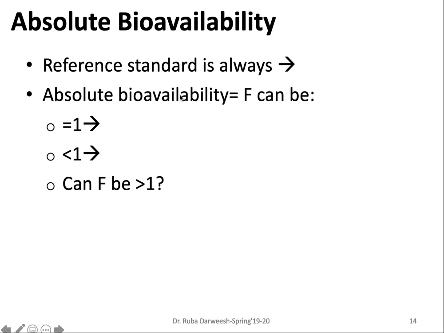So the question is, can the absolute bioavailability be equal to 1? Yes, it can, because the area under the curve or amount excreted in the urine could be equal or similar to whatever we have in the IV. Could it be less than 1? Yes, it could be, which is the usual case. It's less than the IV bolus. Could it be more than 1? No, because no extravascular will have more extended rate of drug reaching the systemic circulation than the IV bolus.